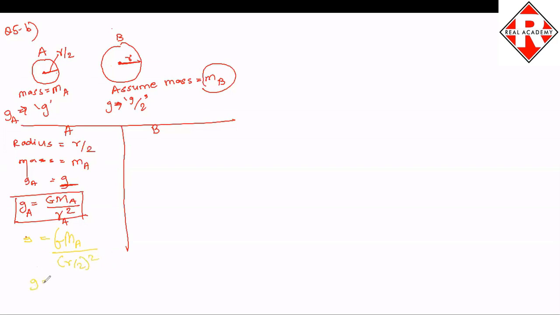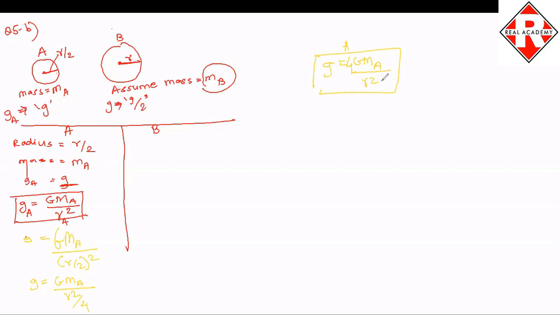Correct? So g will be what? g equals G MA upon R square by 4. Right? So that will become g is equal to G MA upon, this 4 will go upward, so that will become 4 into R square. So this will be for planet A. As simple as that. I did not do anything. I have just substituted the values.